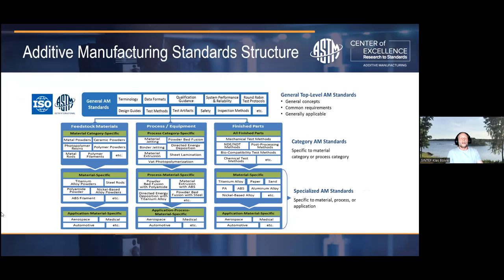There is a common structure, with general AM standards that are applicable over the whole field. Then we have more specific standards looking at feedstock, some at process equipment, and some at finished parts. If you have feedstock, you also go into material-specific feedstocks and then application-specific feedstock. Or process equipment: process-specific, material-specific equipment, or application-specific equipment. Or finished parts: material-specific parts and application-specific parts. All of this makes up the structure so that there will not be too much overlap, avoiding contradictions as far as possible.